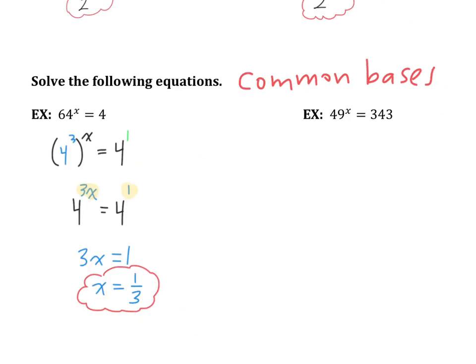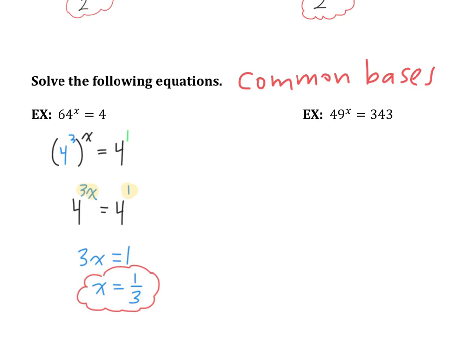Now let's take a look at this next example. 49 to the x equals 343. So I compare the bases, 49 and 343. Is there any way we could rewrite 343 so it's 49 to some power? Well, 49 squared certainly isn't 343. So what does that mean? It means we need to take both bases and rewrite them as a smaller base raised to some power. So you have to ask yourself, well, what's the common base between 49 and 343?